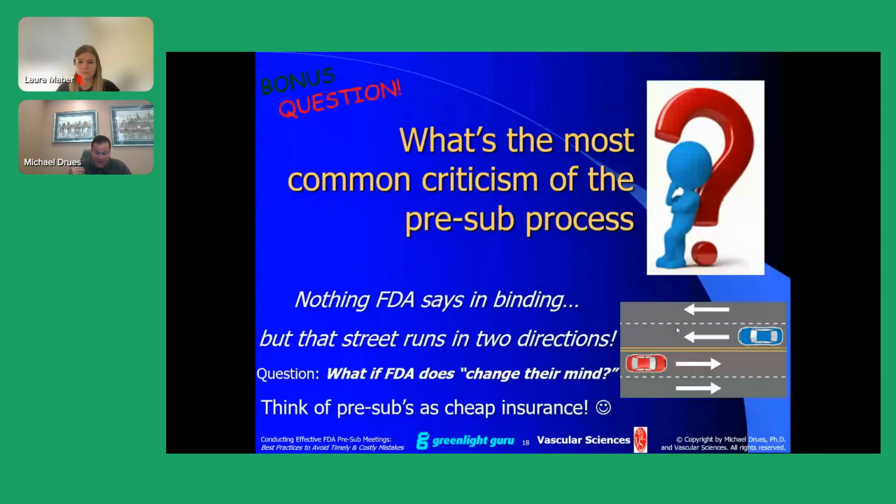A lot of people make the mistake during the pre-sub process. They think that, well, if FDA doesn't bring something up during a pre-sub meeting, then there's no problem. There's nothing to be concerned about. I do not make that assumption. I want to make crystal clear what I'm doing as well as what I'm not doing.